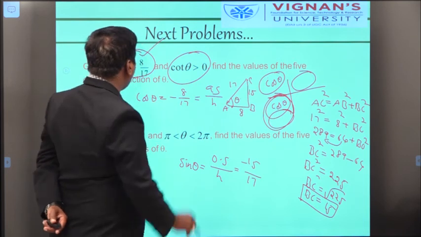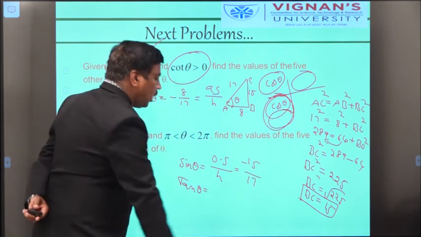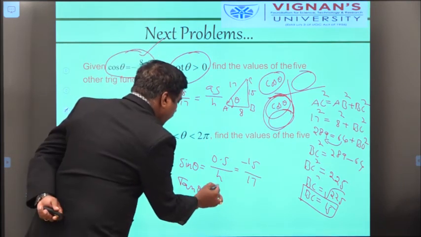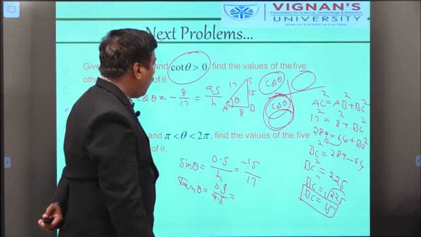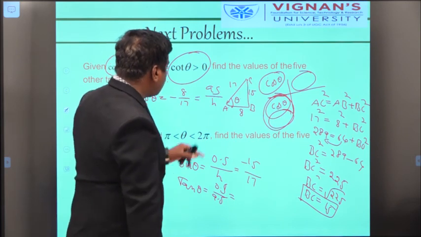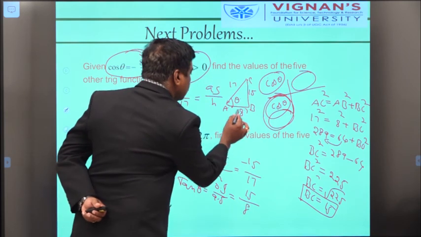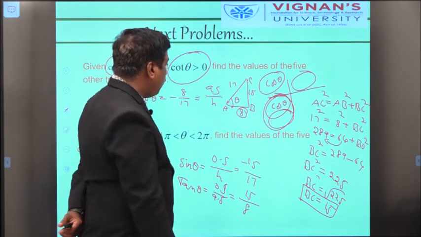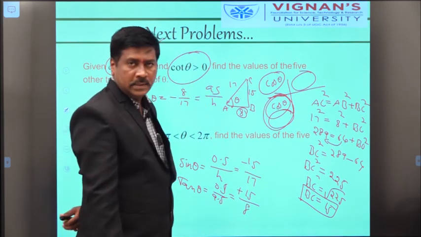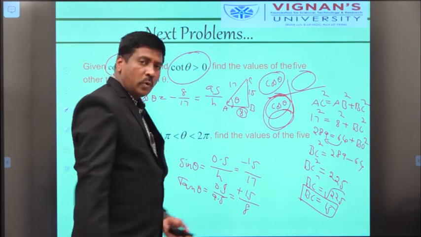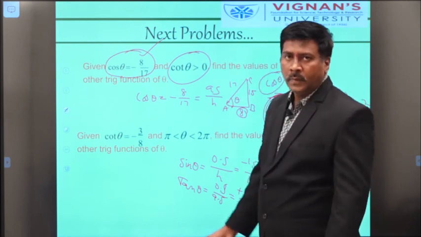And cos theta is also given. And tan theta is equal to opposite side by adjacent side. So the opposite side value is 15, the adjacent side value is 8, because this one is the adjacent side. But in the third quadrant, tan is positive. That means we have to take this value as plus. Again, you have to consider the reciprocals of these trigonometric ratios, and we will get all the trigonometric ratios. I hope you caught my point.